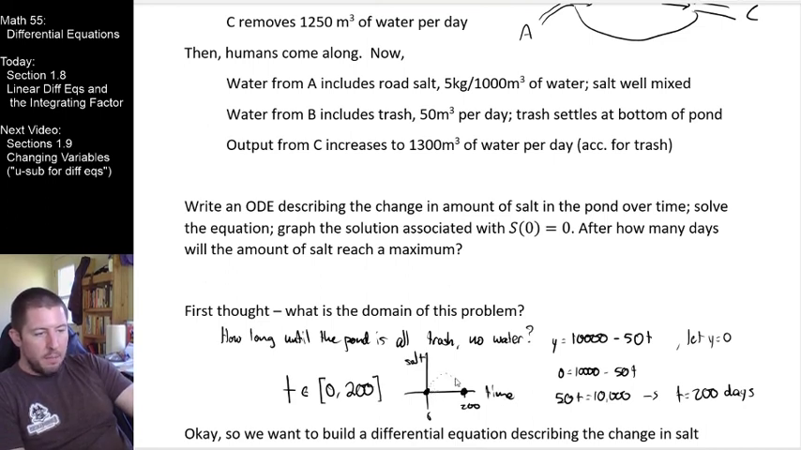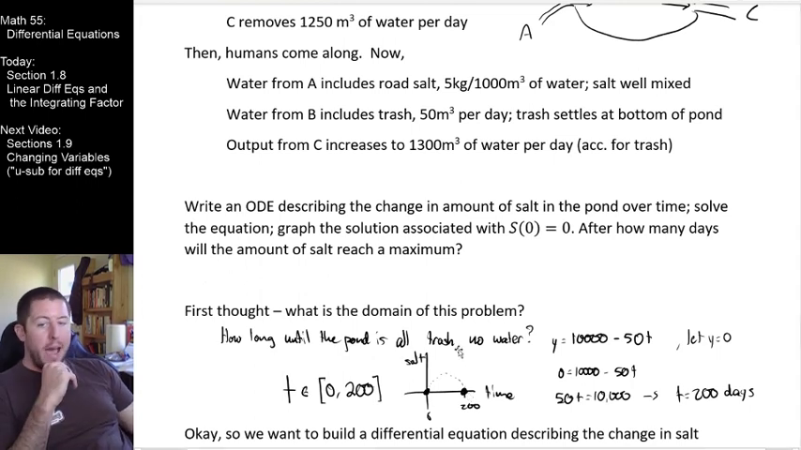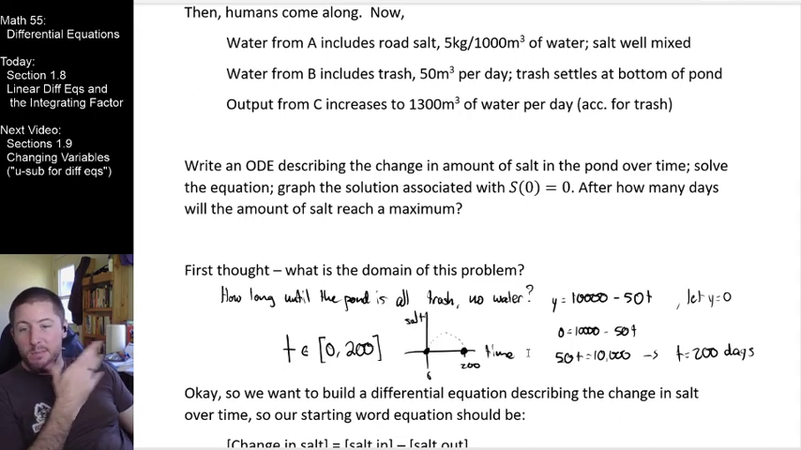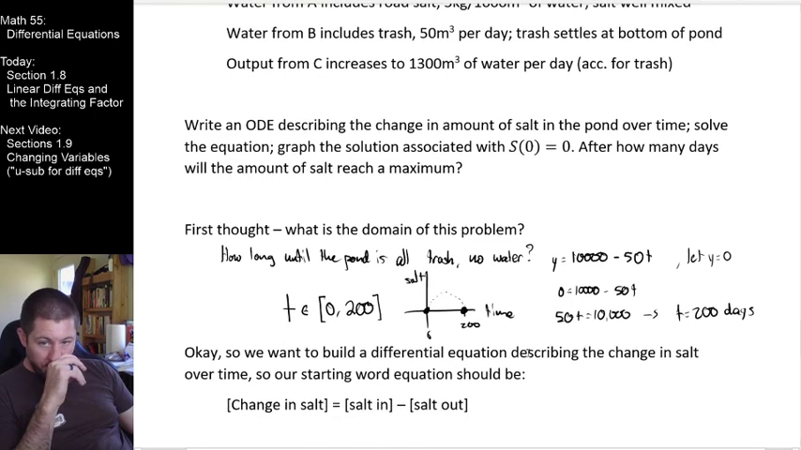But there's got to be some function out there. I don't know what the shape of it looks like. I don't know where the maximum is. We want to determine those things now. But I know that at days 0 and at days 200, there's no salt in the pond because there's either a fresh pond that humans haven't touched or there is no pond anymore because humans have literally filled it with trash. All right. So our domain for this problem is time 0 to 200. Doesn't really make sense for us to interpret our differential equation outside of that range anymore, right?